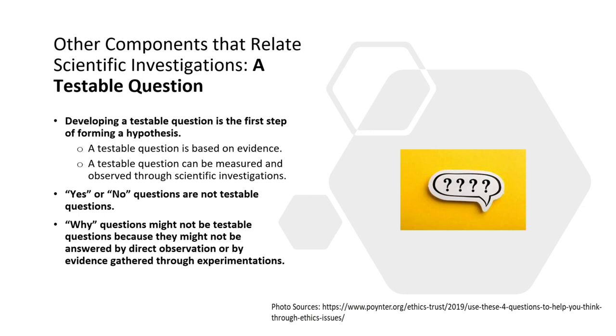Hopefully so far you have a better understanding about observation and experimentation. Besides observation and experimentation, there are other components that relate to scientific investigation. First, a testable question is the first step of forming a hypothesis. A testable question is based on evidence. A testable question can be measured and observed through scientific investigation.